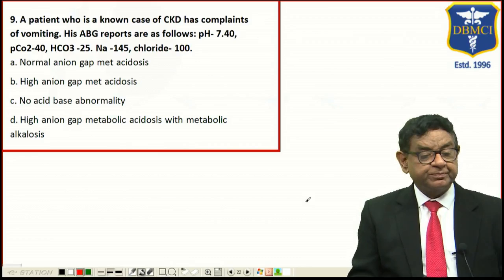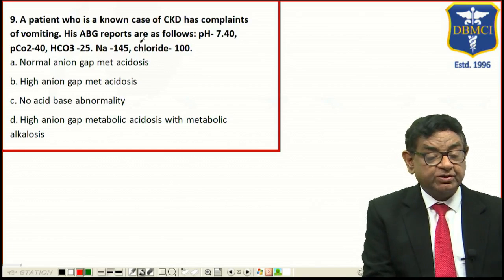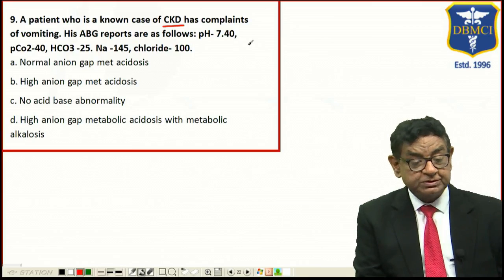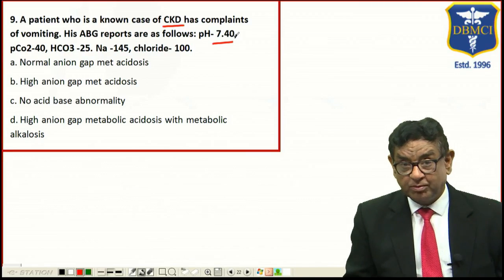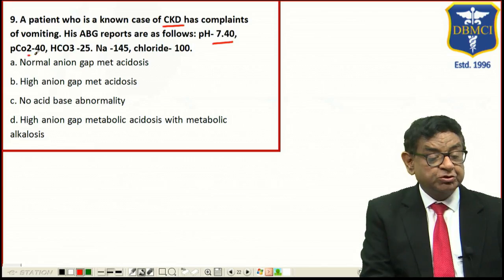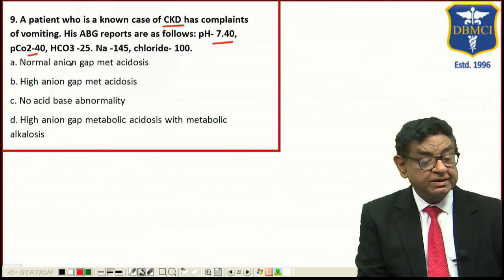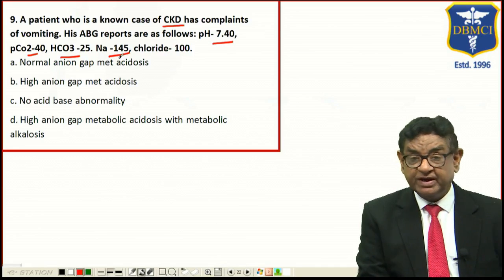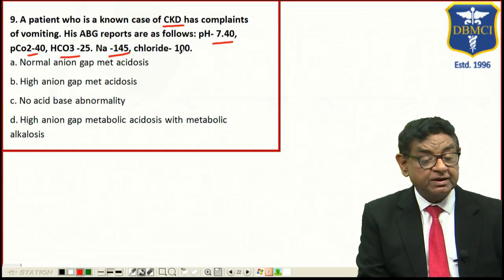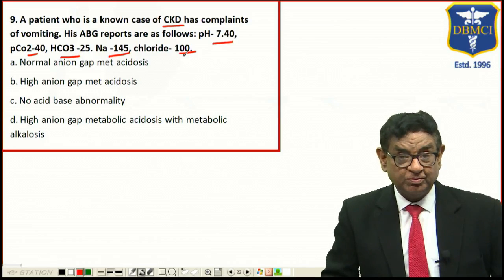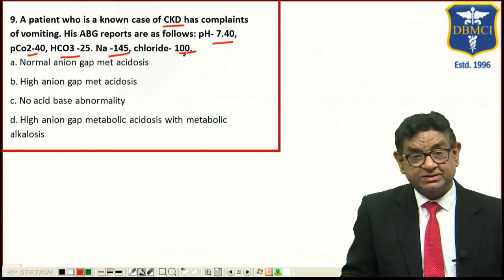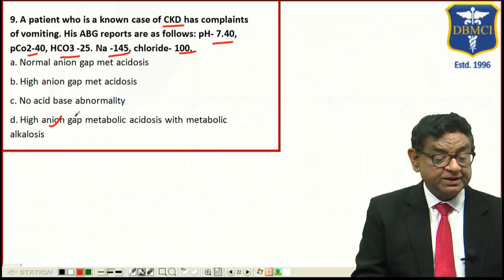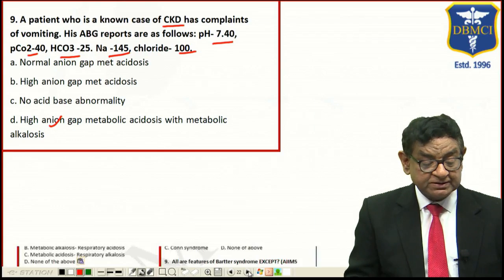Question number 9. We have one case of chronic kidney disease. An ABG report shows pH 7.40, which is normal. CO2 40, normal. Bicarbonate 25, normal. Sodium 145, normal. Chloride is normal. Everything is normal. So what's the answer? The answer to this question is D. Why is it the answer?